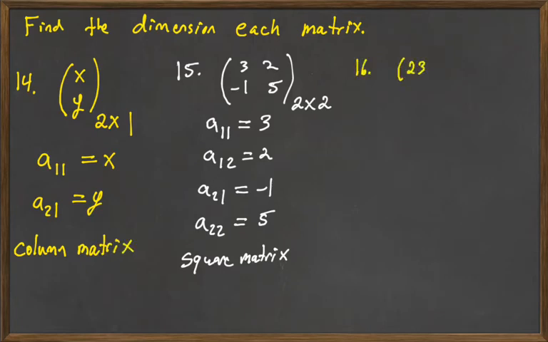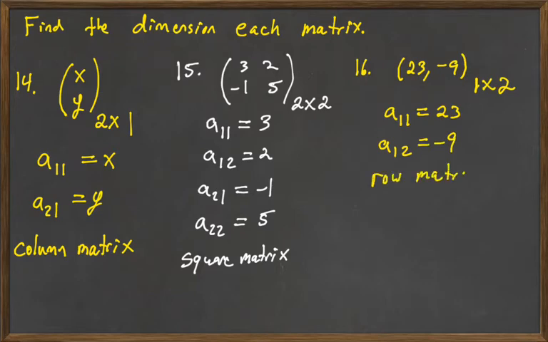All right, number 16 is 23 and -9. So there are, that is not correct. Sorry. There is 1 row and 2 columns. So I have that in error. Let's see. So first row and first column is going to be 23. And first row, second column is going to be -9. And so this might be referred to as a row matrix or possibly a row vector.